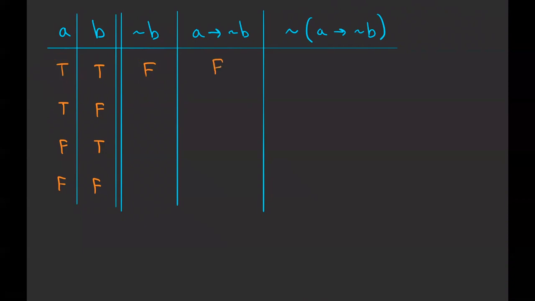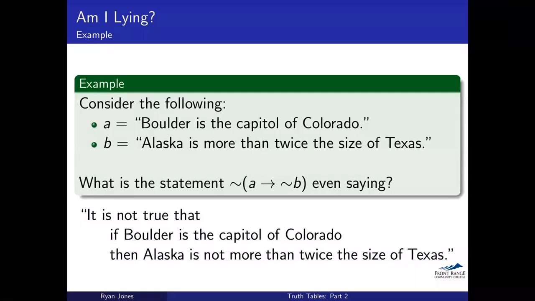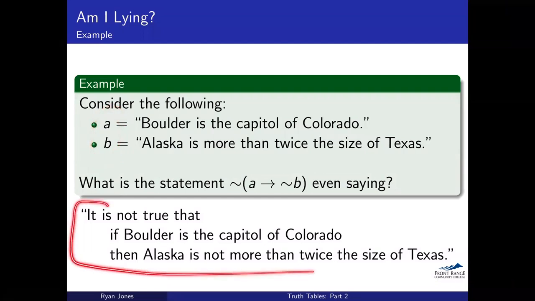And so the result here, when I then negate it, right? I'm taking this column here and I'm negating it. I end up with a true because I'm just negating that false. And so what I've determined here is that if both of these statements are true, then this is a true statement.